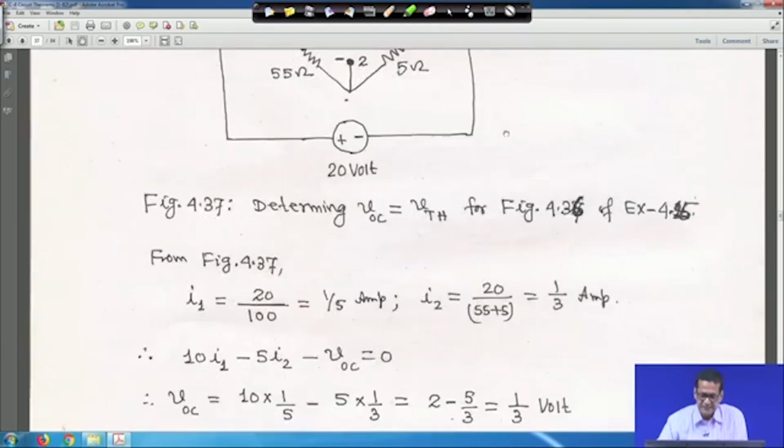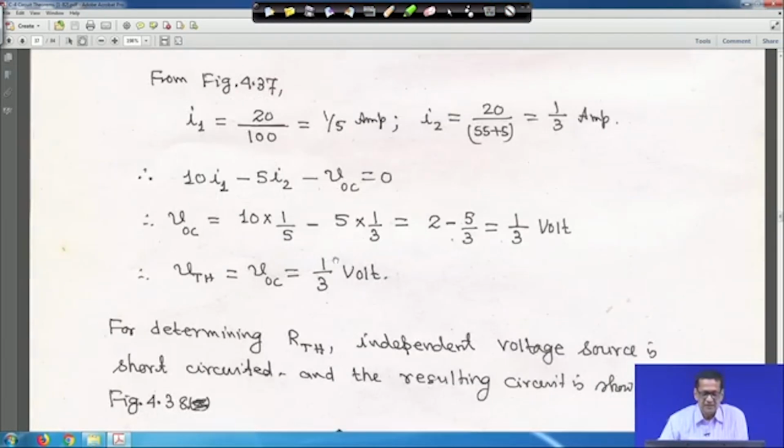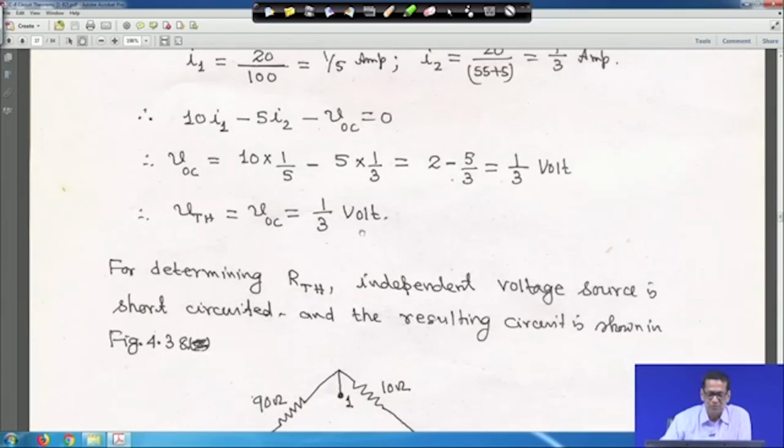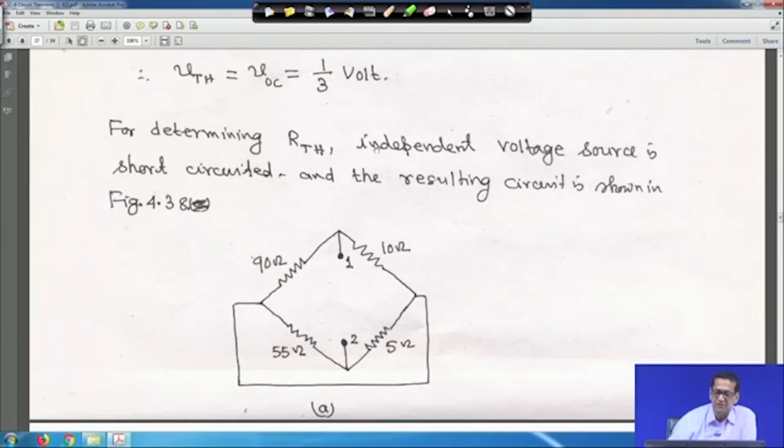So with this you will get VOC equal to 1/3 volt. After putting those values, you will get V Thevenin equal to VOC equal to 1 by 3 volt, right.